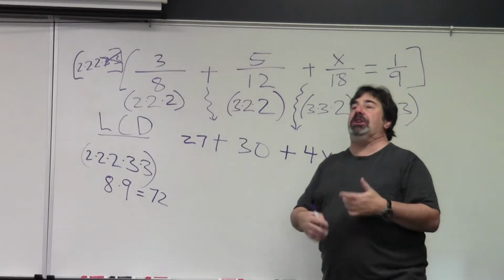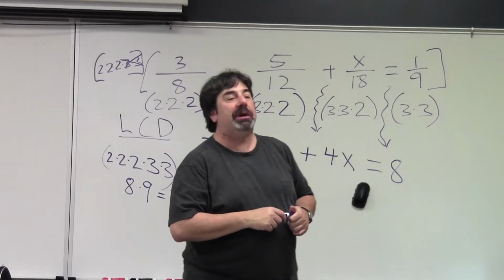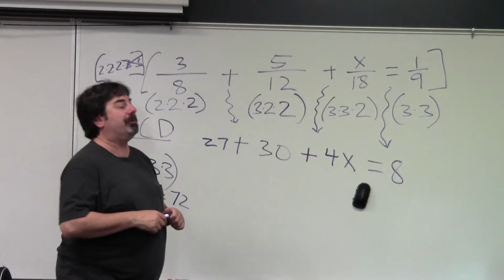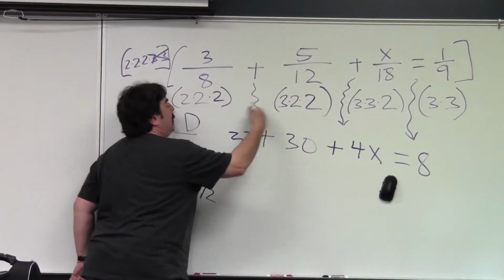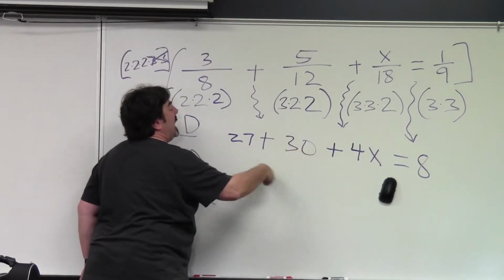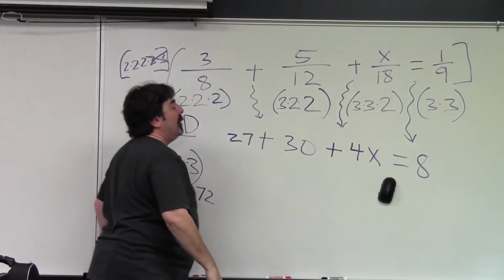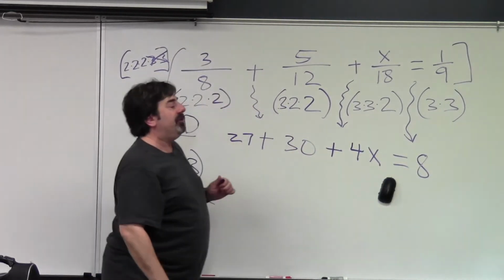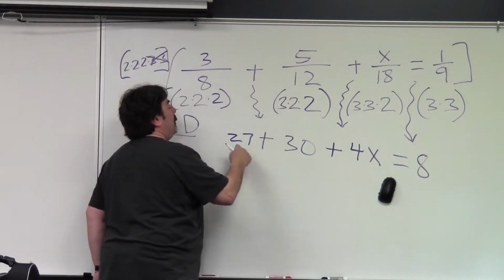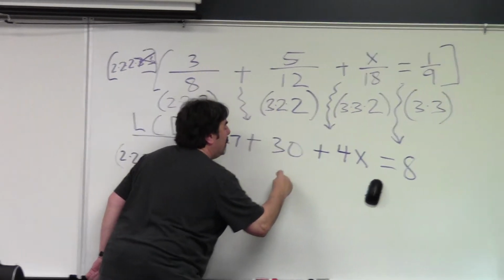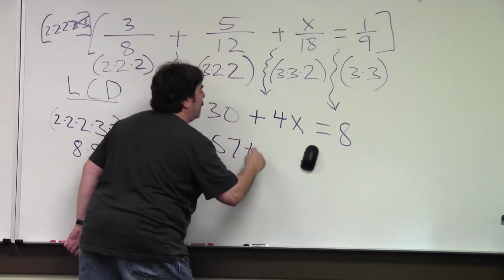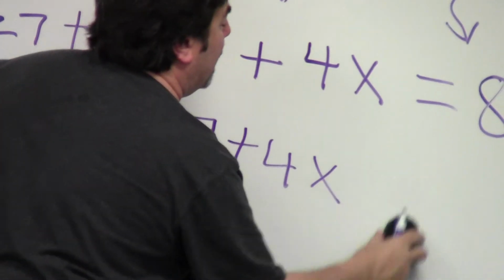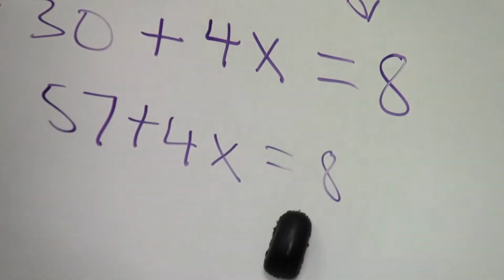This will be a lot easier to solve for. Now that we don't have any fractions, it makes our problem a lot easier. On the left side of the equation, we have 2 like terms. We're going to combine those like terms before we go side to side with any operations. So we have 27 plus 30, which gives us 57. So we combine those like terms. We now have 57 plus 4x equals 8.